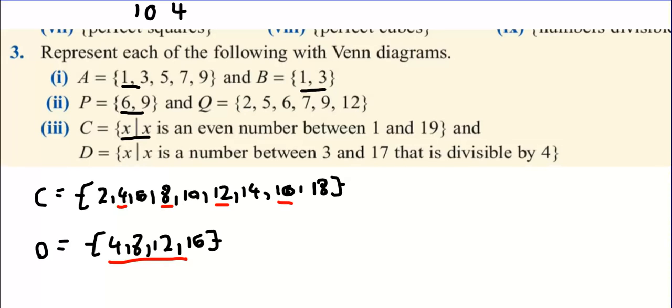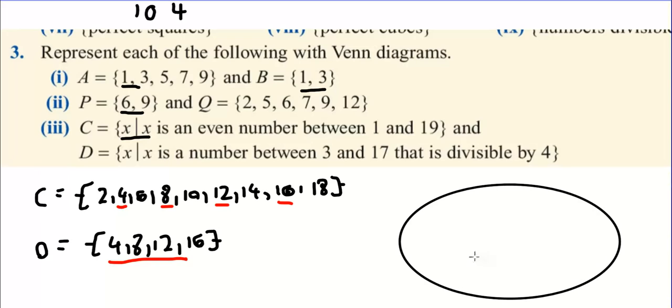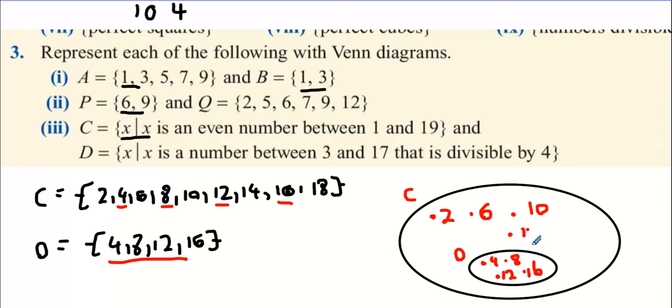So what we're going to do is C is going to be the country, Ireland, and D is going to be a county like, I always think of the inner counties like Kilkenny or Tipperary or something like that. So D will be 4, 8, 12, and 16. And it fits directly inside C, which has all of these numbers and more: 2, 6, 10, 14, and 18. Okay, so there's your Venn diagrams there.